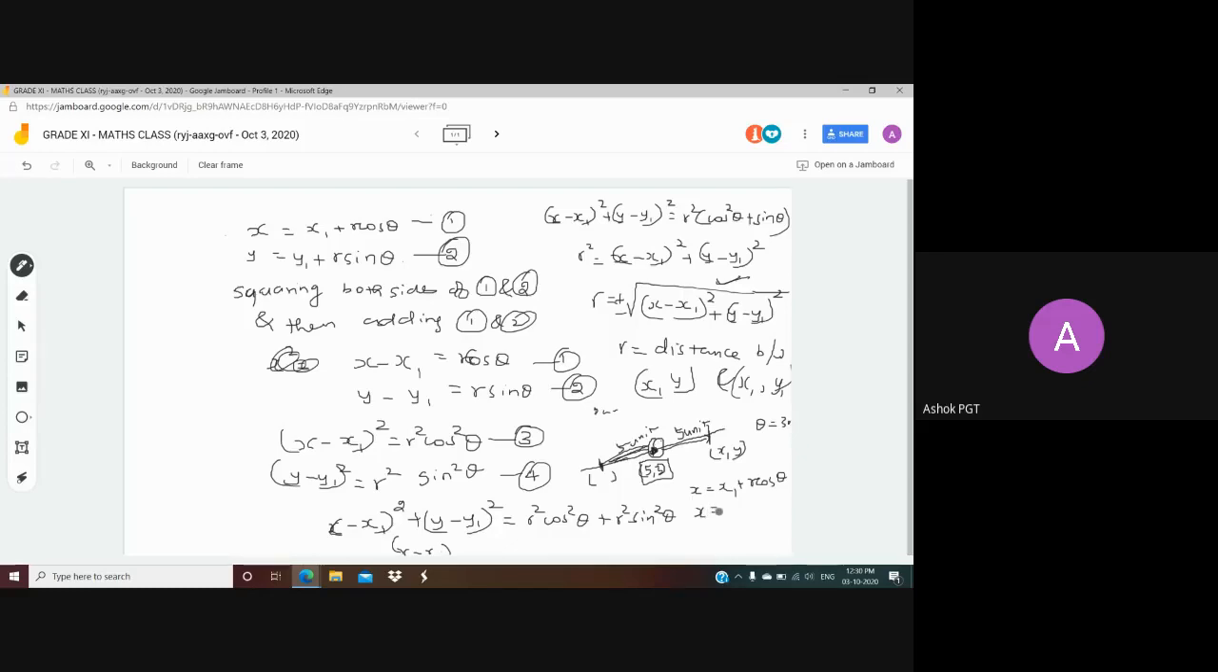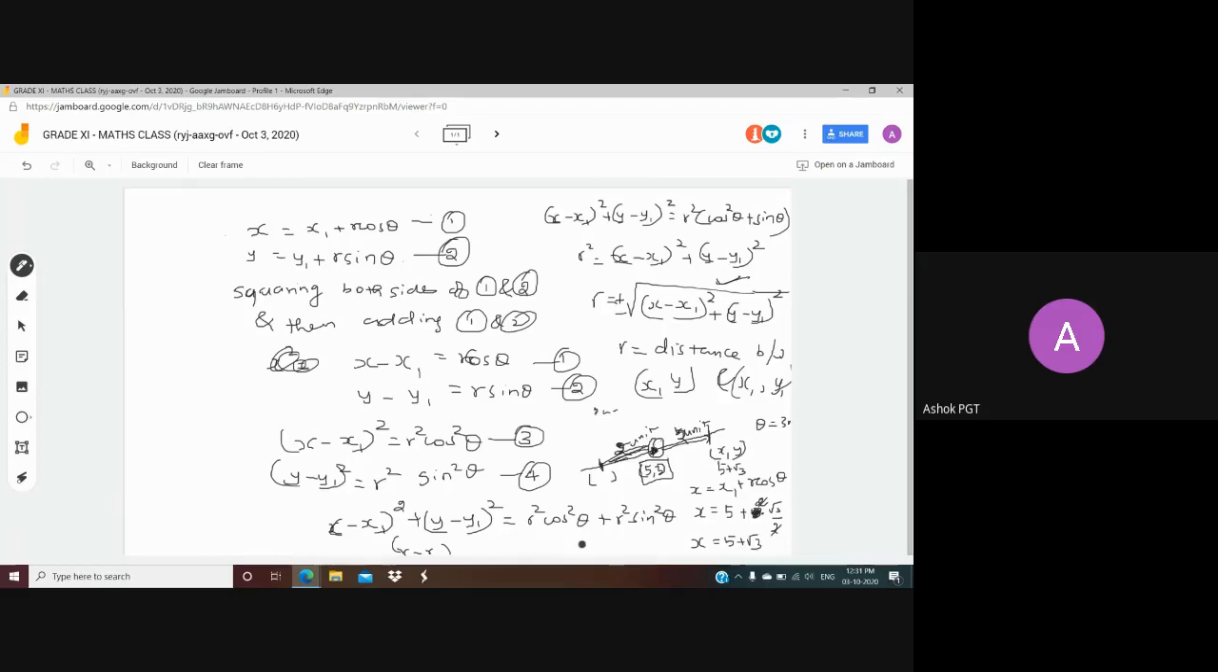X1 value is 5 plus r value here is 5, and cos 30 degree. Cos 30 degree is root 3 by 2. Just for easy calculation, I am making it 2 units distance, so that it will be easy for us to calculate. So I am just cancelling 2, 2. So I get the x coordinate value as 5 plus root 3. Students, are you clear?